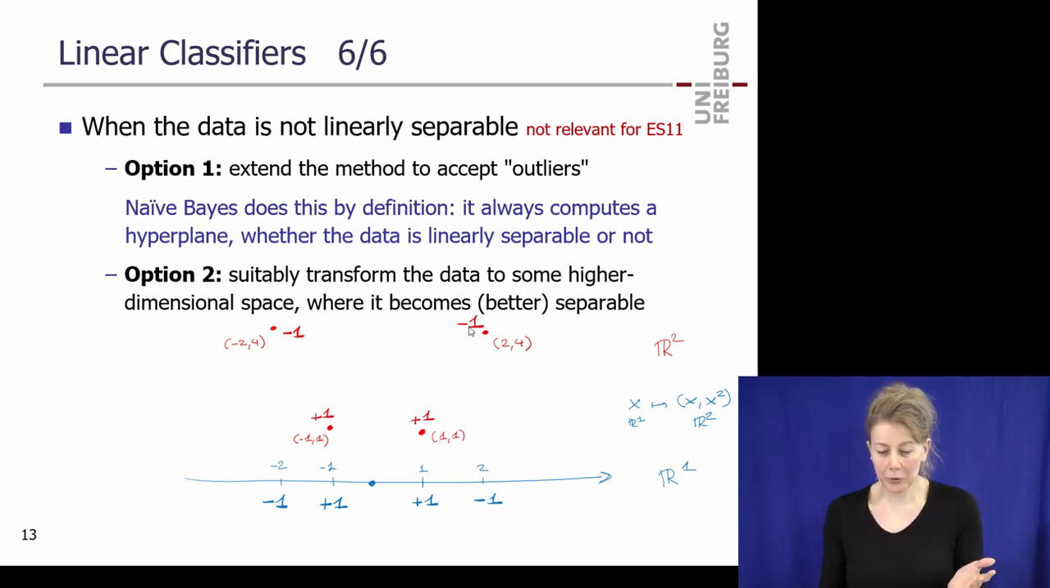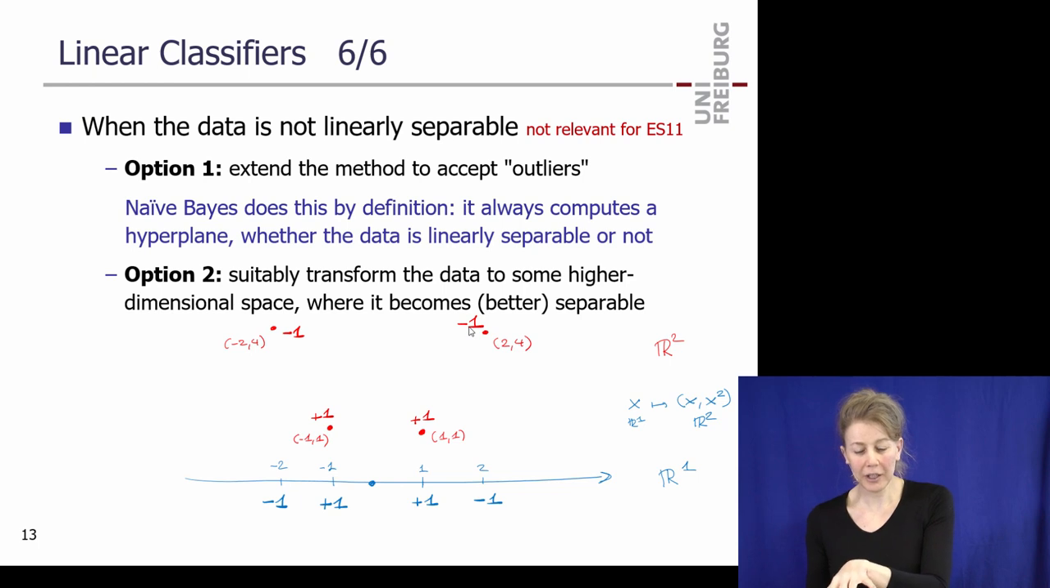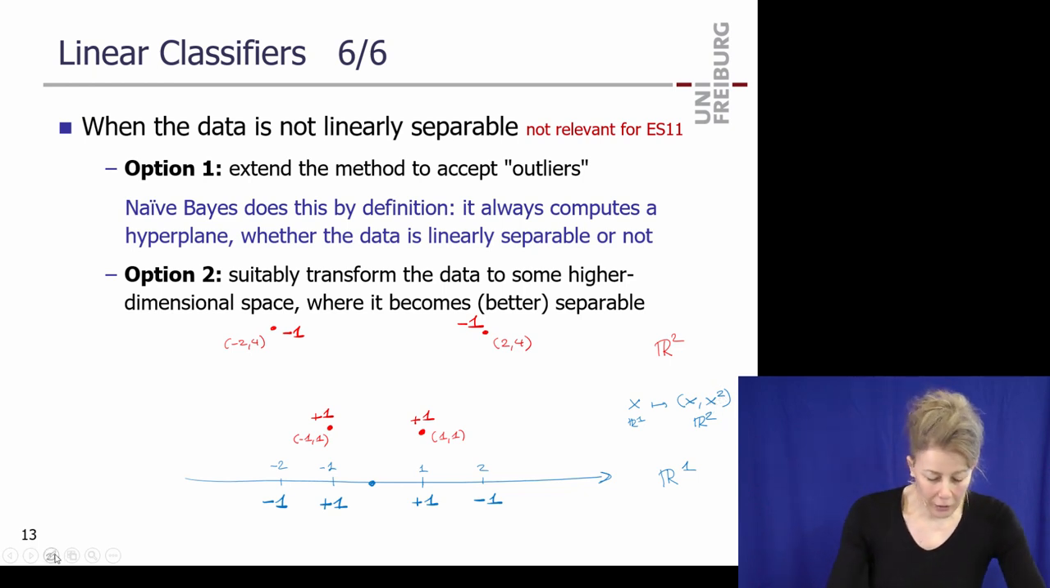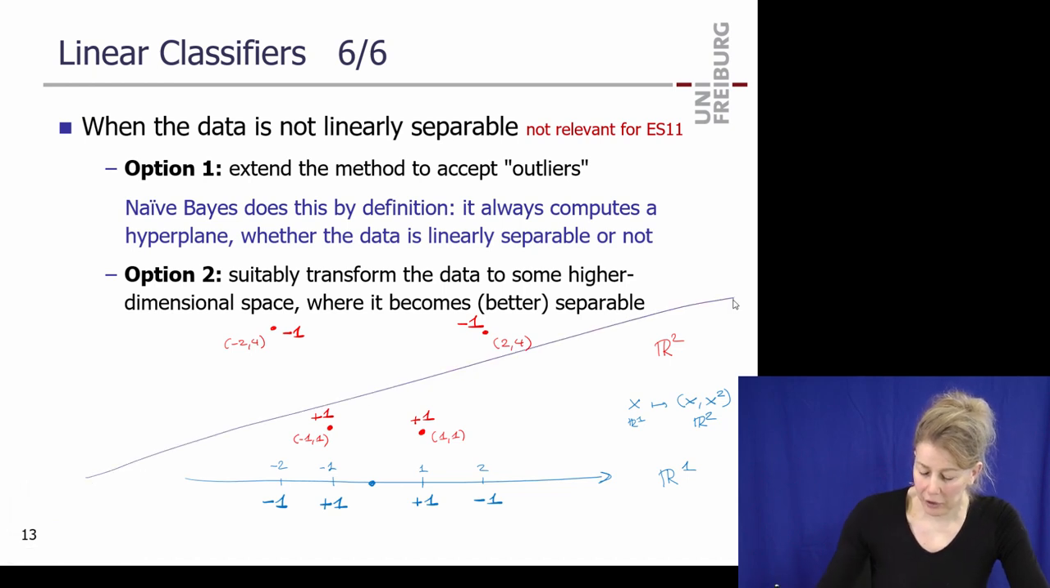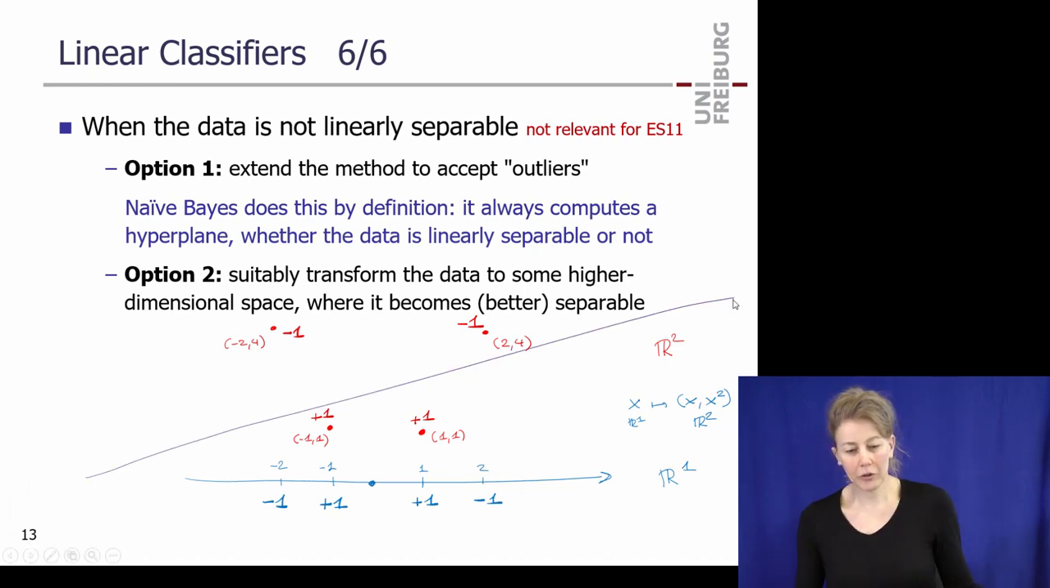And now they are in 2D, right? In 1D, this was not linearly separable. I apply some function. There are many functions which I could use here. I don't even need the square. And now in 2D, I could find a hyperplane, any one. For example, this one. Could also use the horizontal one.